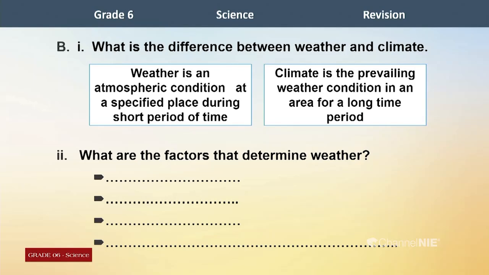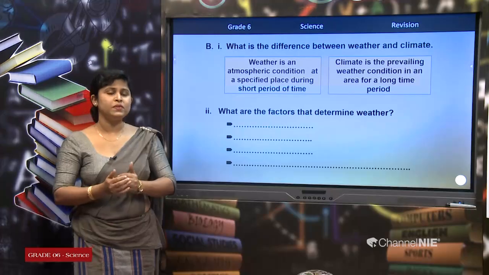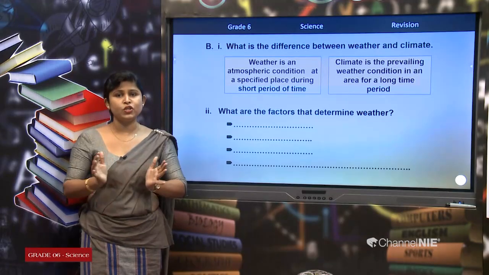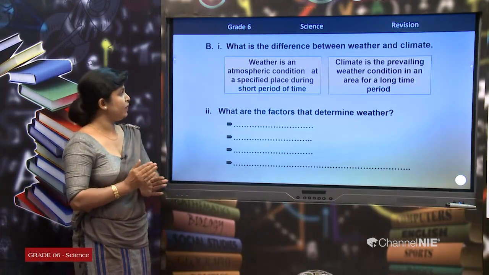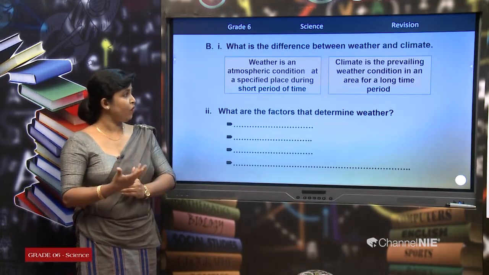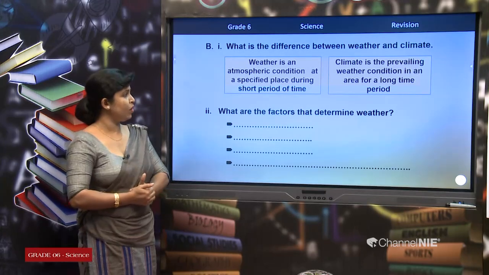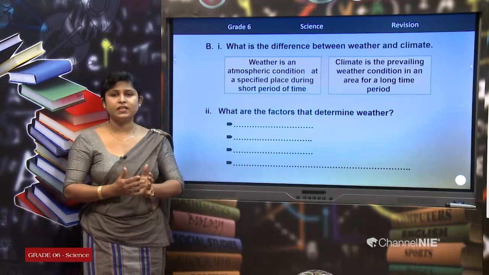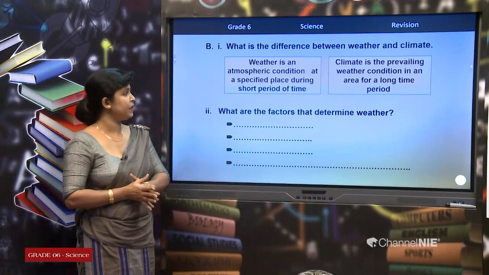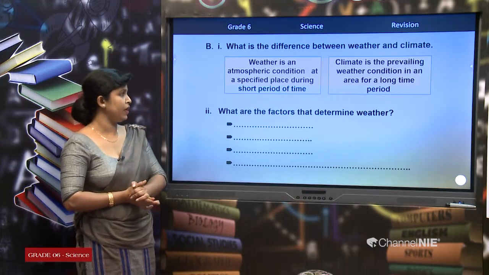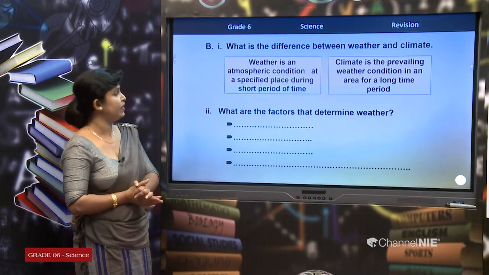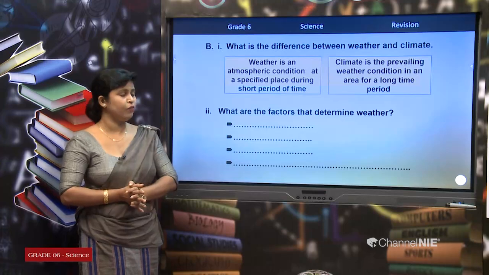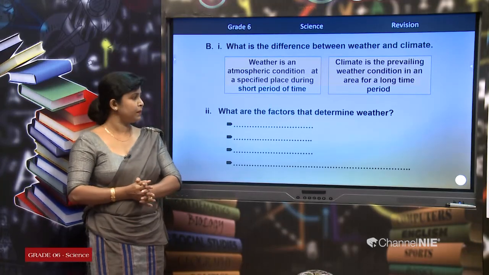So, we can express about weather by observing the recordings within a short time. But we have to forecast about climate by observing the conditions in the surrounding, in the atmosphere for a long period of time. Climate is the prevailing weather condition in an area for a long time period.